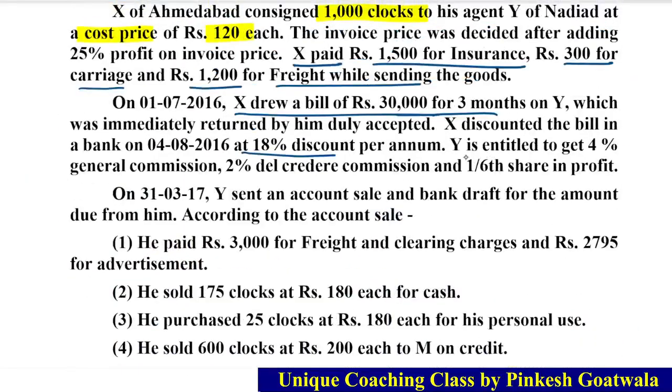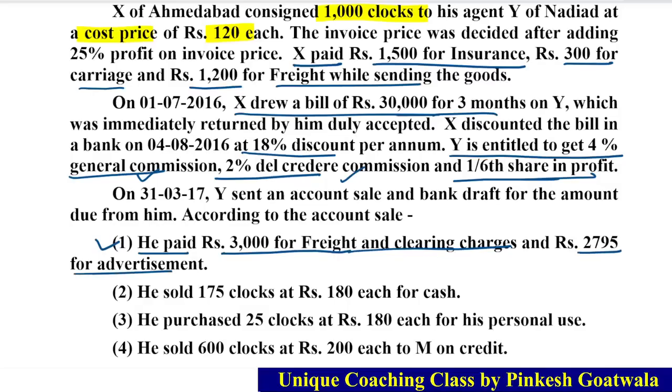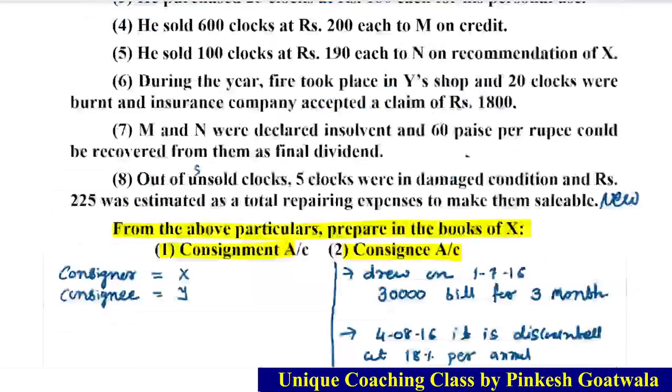Then there is a point about the commission. Okay, 4% general, 2% del credere, and share in profit. So we give this effect when we get the amount of sale, and when we get the profit. So later on at last we have to give this effect. Now come to the next point. He paid 3,000 for freight and clearing charges and 2795 for advertisement. He means who? Y. Who paid the expense? Y. Y means consignee.